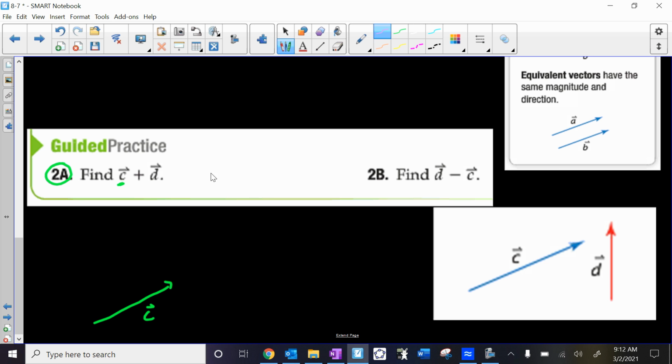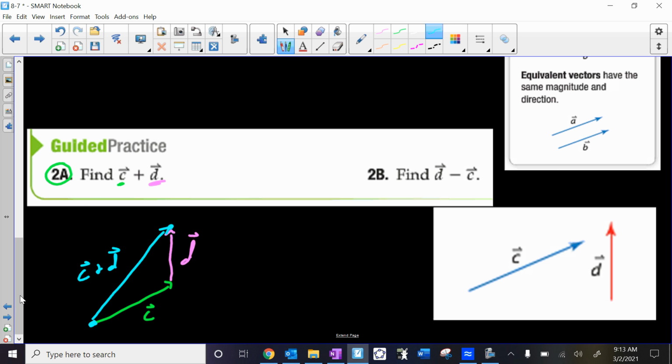Okay, then I'm going to add on vector d to it. Notice d is going straight up. So from where I finished, I'm going to go straight up the same length and direction as d. The resultant is from where we first start, which is way back here, to where we last finished, which is way up here. So the resultant vector is c plus d.